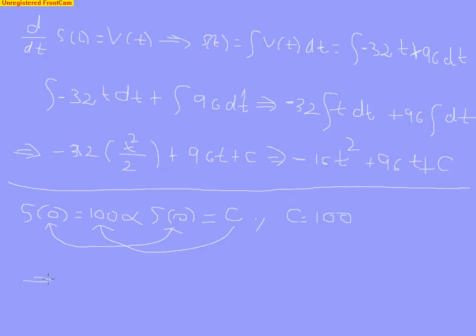And now we can rewrite our position function: s(t) equal to negative 16t squared plus 96t plus our new constant, which is 100. And this is our position function from the integration of velocity and from the integration of acceleration, and we are done.